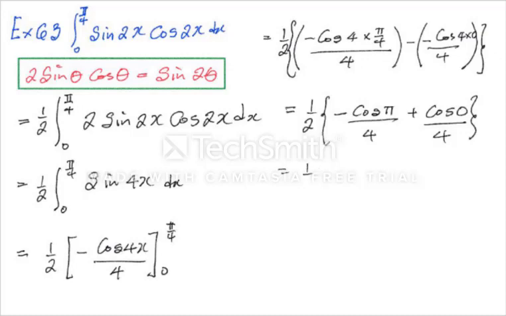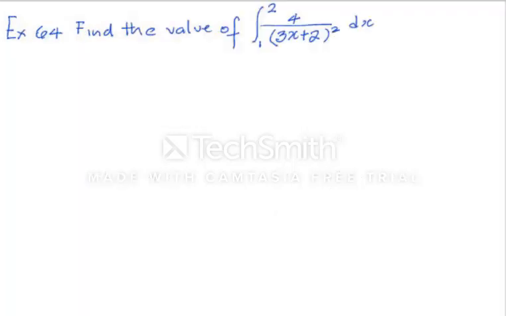And this becomes a half. The cosine of pi, which is 180, is minus 1, so minus minus is plus 1 over 4. The cosine of 0 is 1, so again this is 1 over 4. So this becomes a half times a quarter plus a quarter is a half, and a half times a half is 1/4. So the last example we're going to look at is example 64.